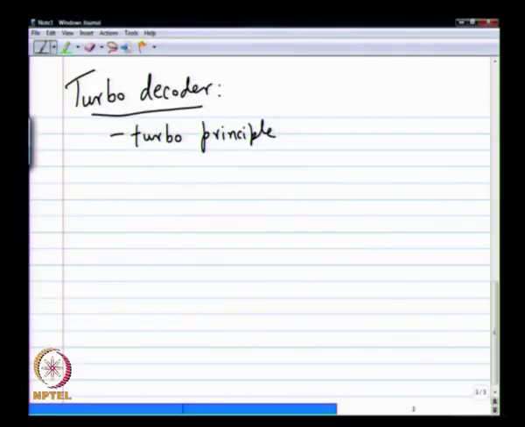Okay. So in general, let us look at the encoder once again and then see what we can say about the received word.